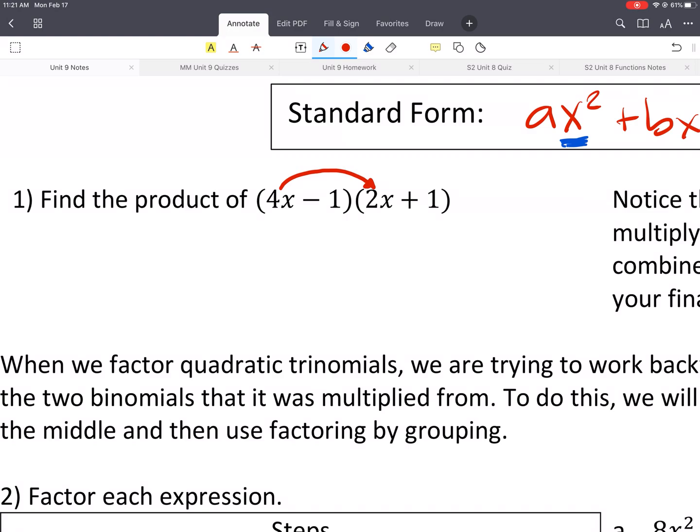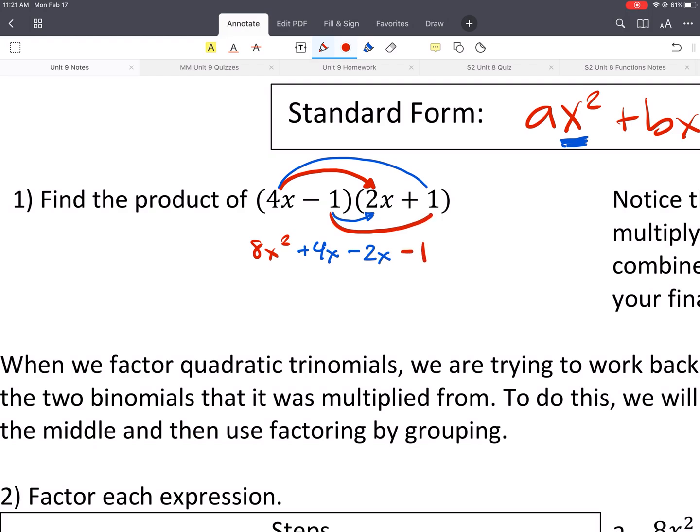So 4x times 2x gives you 8x squared. Okay, and then we distribute to the next term. That gives you plus 4x. And then we'll multiply those two together. That gives us negative 2x. And then when we distribute there, that gives us a negative 1.